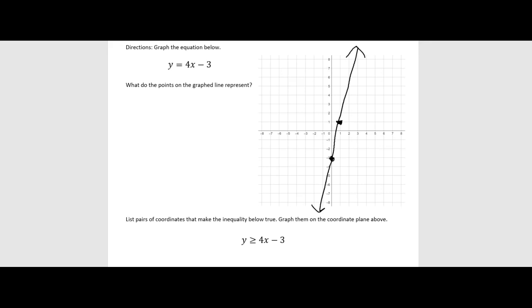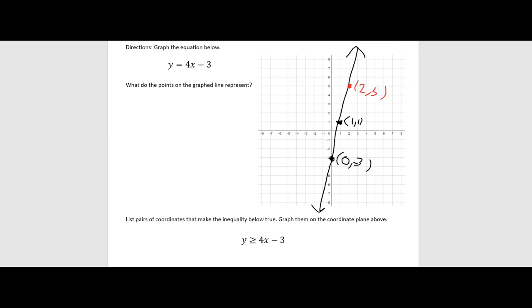Okay, the next question is, what do the points on the graphed line represent? So we can label some of these points. Take a minute to think about what they represent. All those coordinates on this line. And if you want to label some more, you can. Well, all these coordinates represent solutions to the equation.